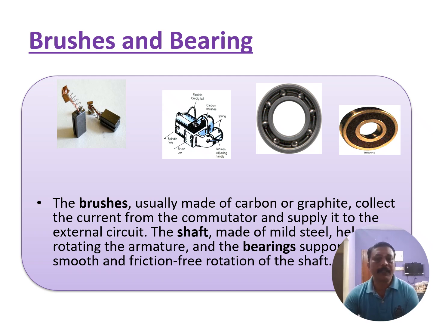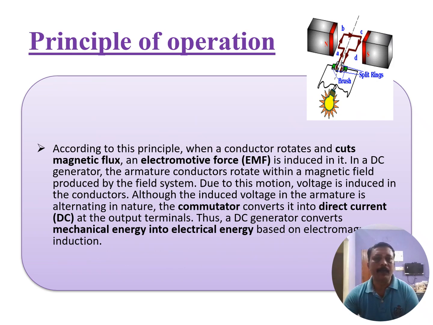Bearing. The bearing provides mechanical support. There are two types of bearings mainly used. First one is the ball bearing, second is the roller bearing. For small machines, ball bearings are used. For large machines, roller bearings are mainly used.